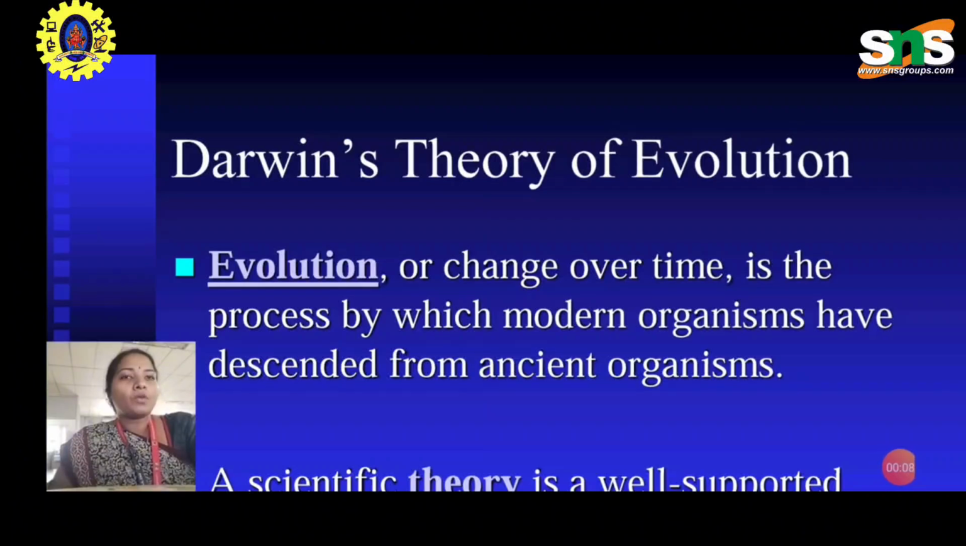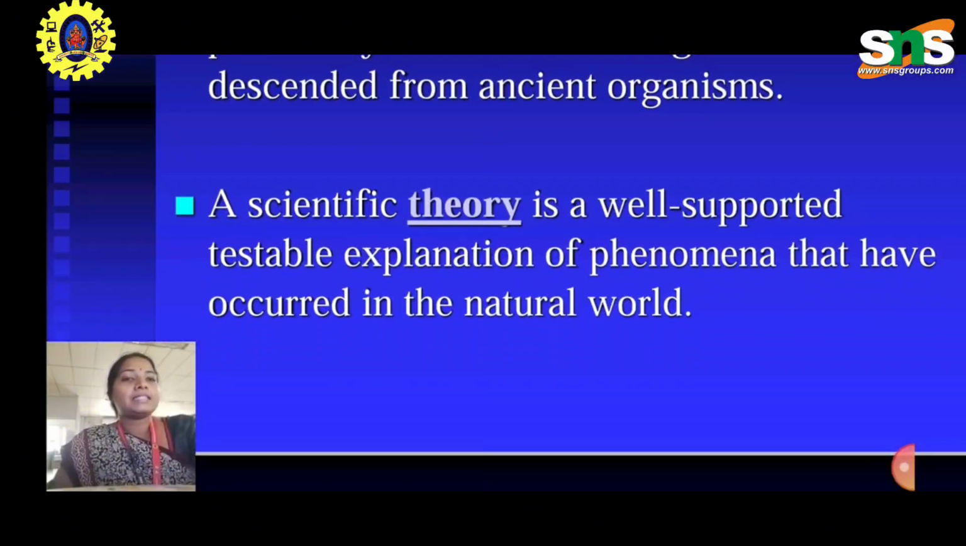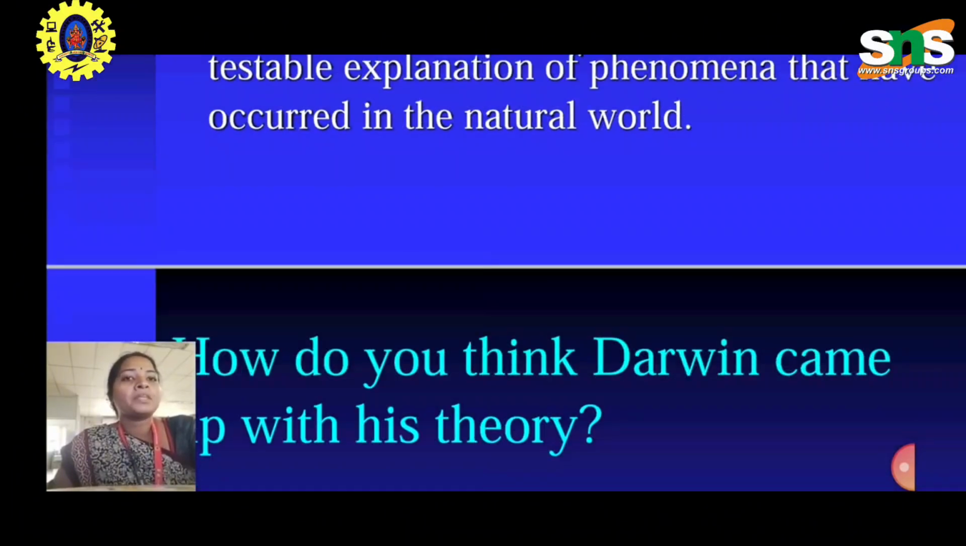So we are going to see the theory of evolution, that is genetic engineering and evolution. So genetics and evolution. Darwin's theory of evolution, because genes were found out by Charles Darwin. Evolution, a change over time, is a process by which modern organisms have descended from ancient organisms. A scientific theory is a well-supported, testable explanation of phenomena that have occurred in the natural world.